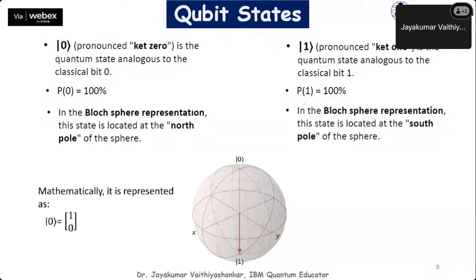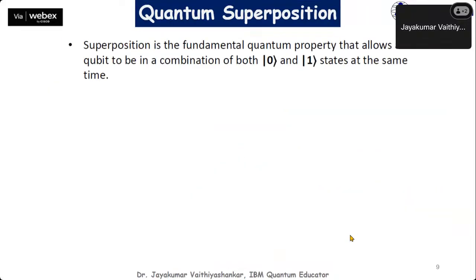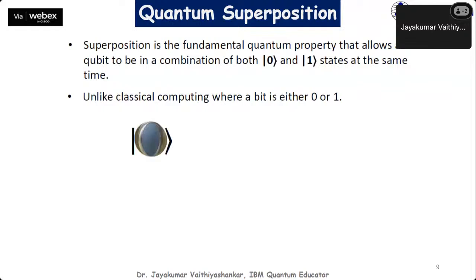Mathematically, you can represent |0> as (1, 0), with the 1 in the uppermost hemisphere, right? Mathematically, |1> is represented as (0, 1), so the bottom part of your hemisphere has that component 1. Superposition is the fundamental quantum property that allows a qubit to be in a combination of both state 0 and state 1 at the same time.